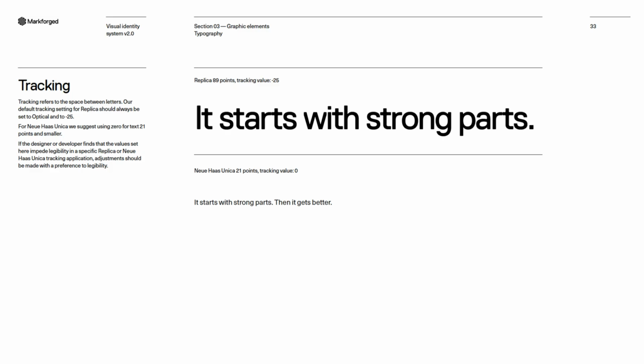Tracking refers to the space between letters. The default tracking for Replica is set to optical and -25. For Neue Haas Unica, we suggest 0 tracking for text 21 points and smaller.